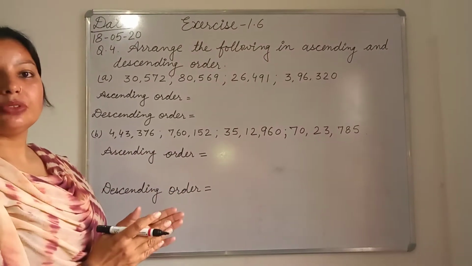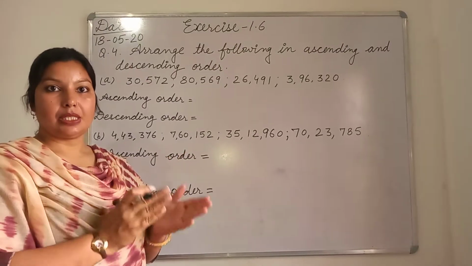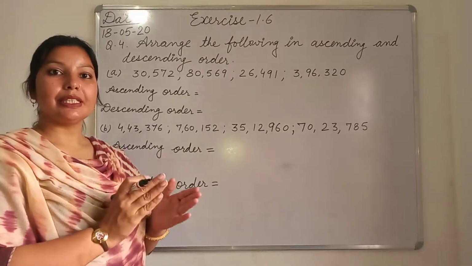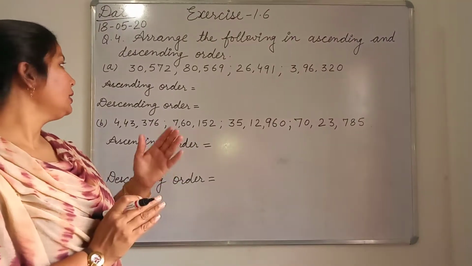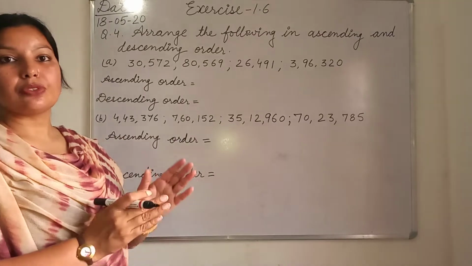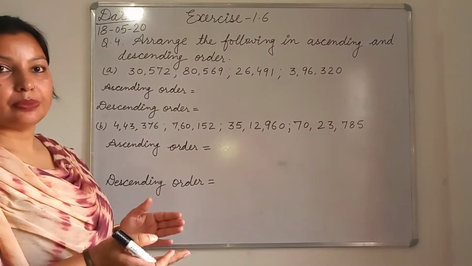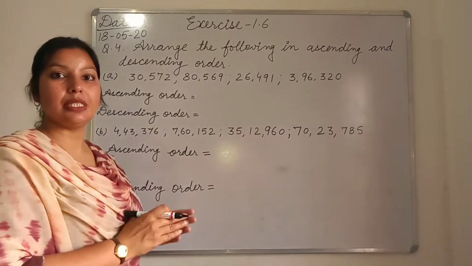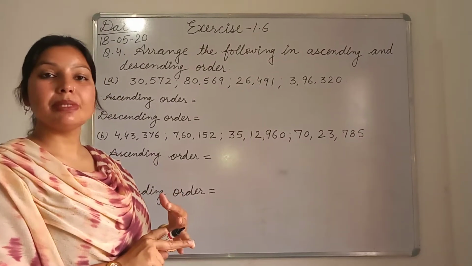In ascending order we arrange from smallest to largest. First we take the smallest number, then larger, then larger, then larger. And in descending order, largest to smallest. First we take the big number, then small, small, small. And the comparing process will also be the same.